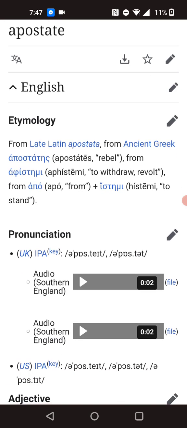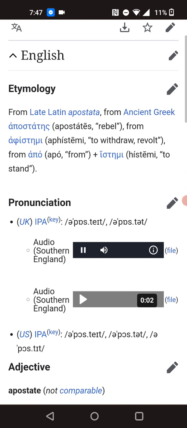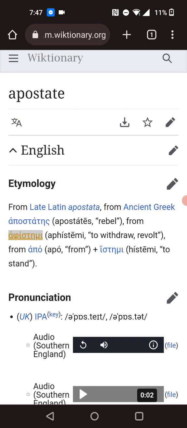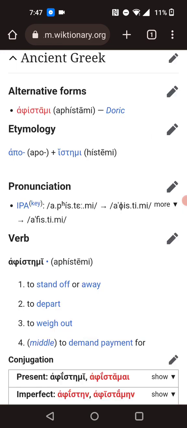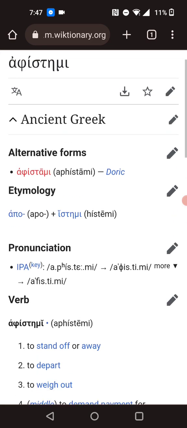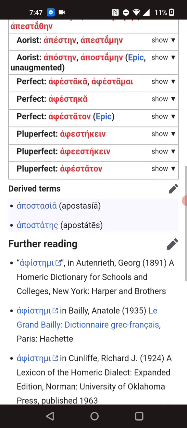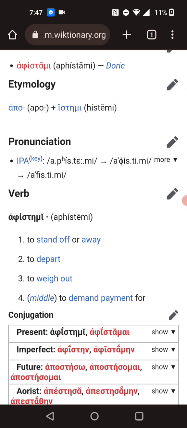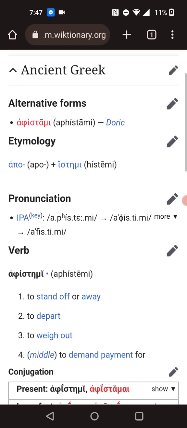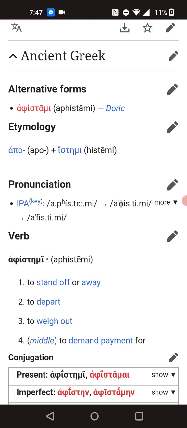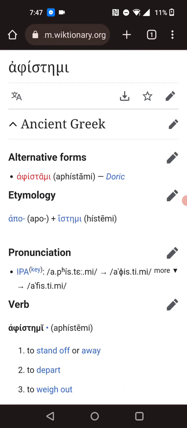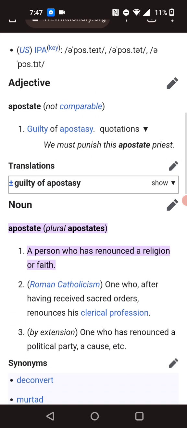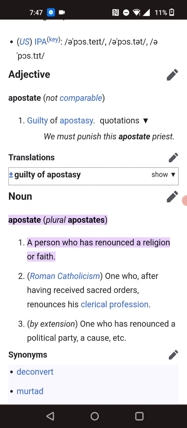So let's see. Apostate. Alright, let's actually go here. Why did I click that? Why did I think it would show me something else? Oh, damn, aphistemi. Okay. Oh, that's the one in the Dorian. For our purposes of the scriptures, you just need to know the Koine Greek.